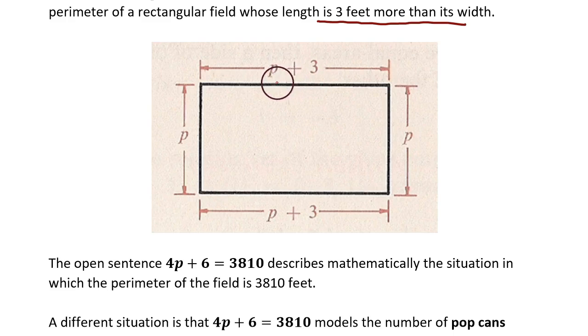The algebra expression p plus 3 models the words 3 feet more than the width. The perimeter of a rectangle is the distance around the outside found by adding up around the shape. The variable p plus p plus p plus p is 4p, and 3 plus 3 is 6. Therefore, 4p plus 6 models the distance around the shape. The open sentence 4p plus 6 equals 3,810 describes mathematically the situation where the perimeter is 3,810 feet.